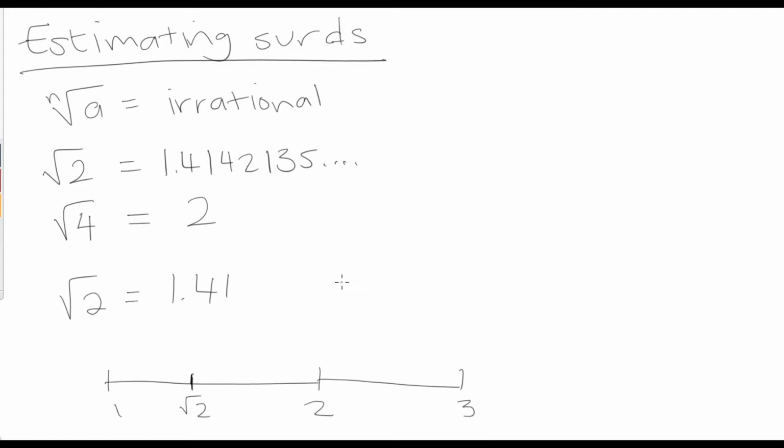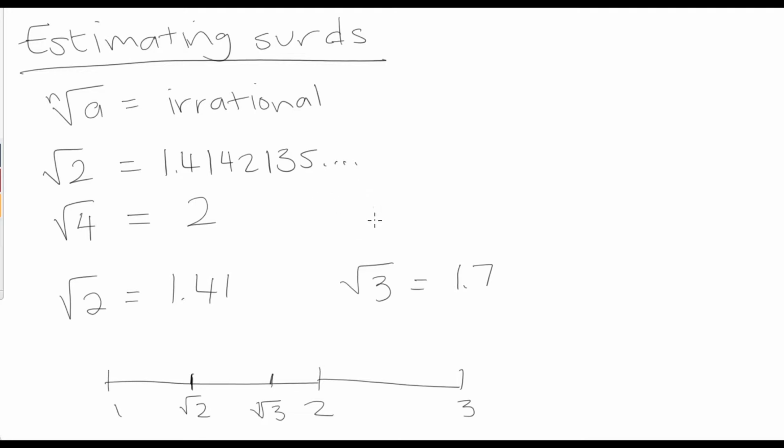Now let's say we took the square root of 3. If you put the square root of 3 into your calculator and you round that number off, you should get something around 1.7. So again, that's going to fall between 1 and 2, closer to the 2 side. So let's say we didn't have a calculator. How would we know that the square root of 2 and the square root of 3 fall between 1 and 2 on the number line?